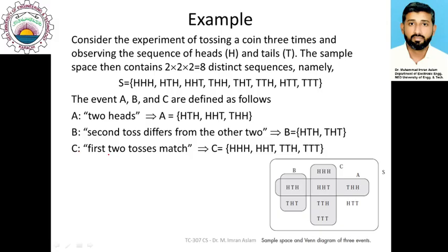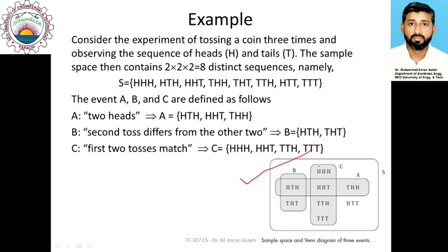C corresponds to the event that the first 2 tosses match. We don't care about the third toss. So for the first 2 tosses, you can see that if we get first 2 heads, the same toss, or first 2 tails, the same toss in both cases. So this will correspond to event C.